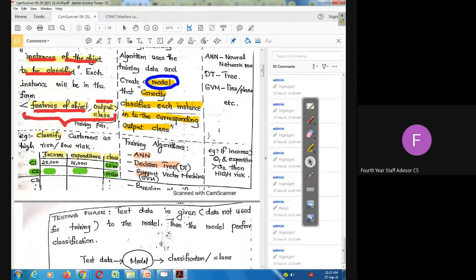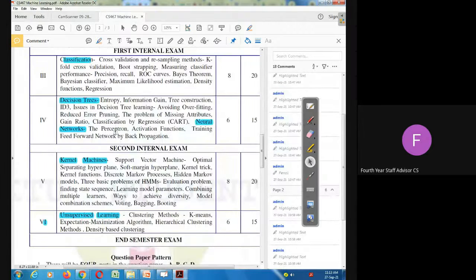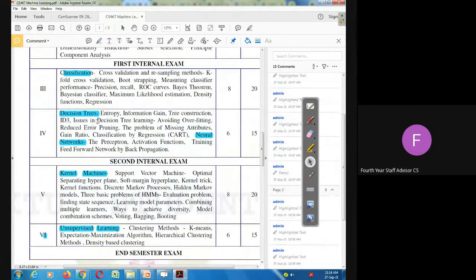Next is the support vector machine, SVM. This also we want to study. The last is the Bayesian classifier. I'm just going to the syllabus here. You can note here, Bayesian classifier is a supervised learning algorithm that we want to study in module 3.